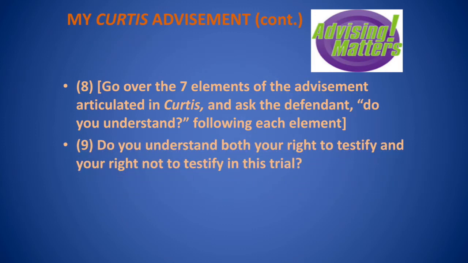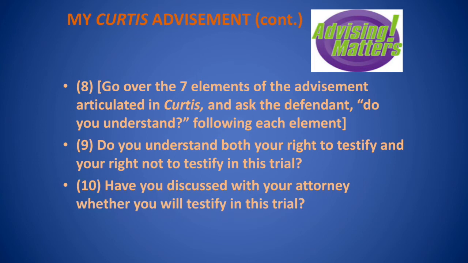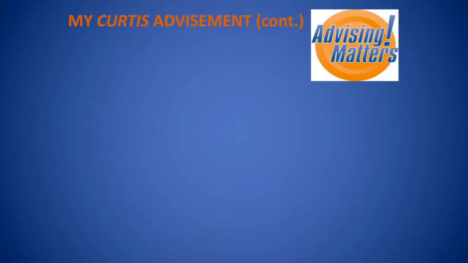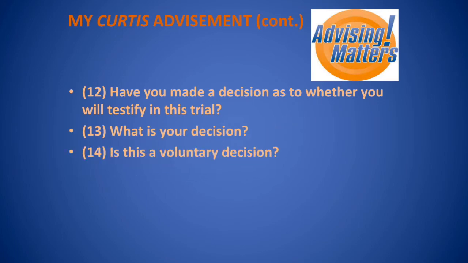In the last part of my courteous advisement, I ask the defendant if he understands both his right to testify and his right not to testify in the trial. I then ask the defendant if he has discussed with his attorney whether he will testify in the trial. I follow up by asking the defendant if he needs more time to discuss the matter with his attorney. After the defendant represents that he does not need additional time, I ask if he has made a decision as to whether he will testify in the trial. When the defendant informs me that he has made a decision, I ask him to state that decision. I then inquire whether this is a voluntary decision.